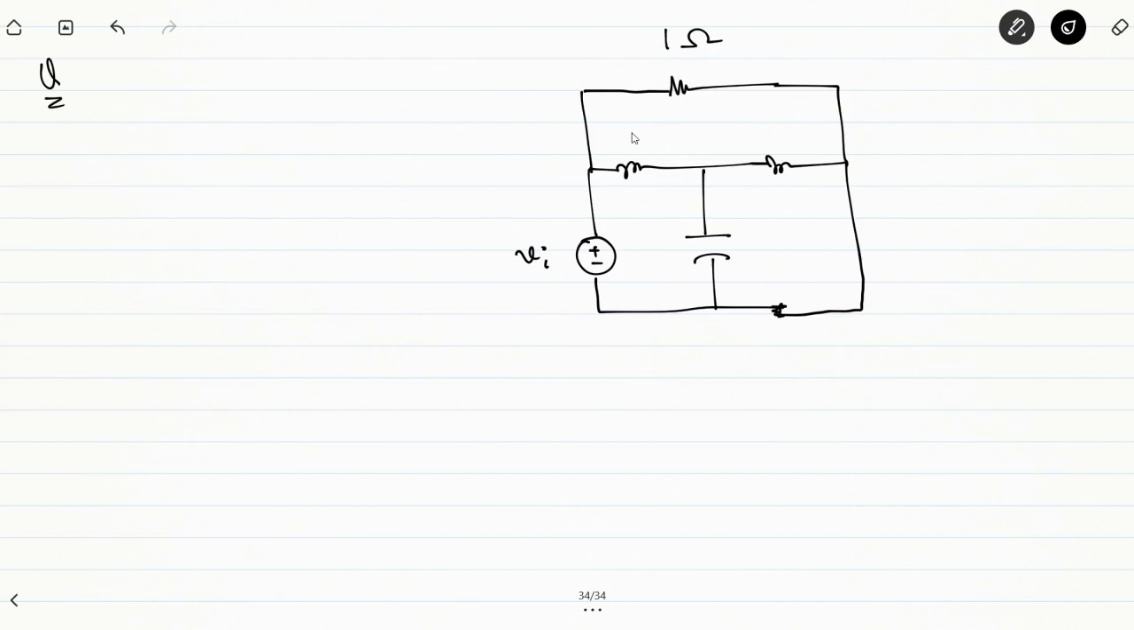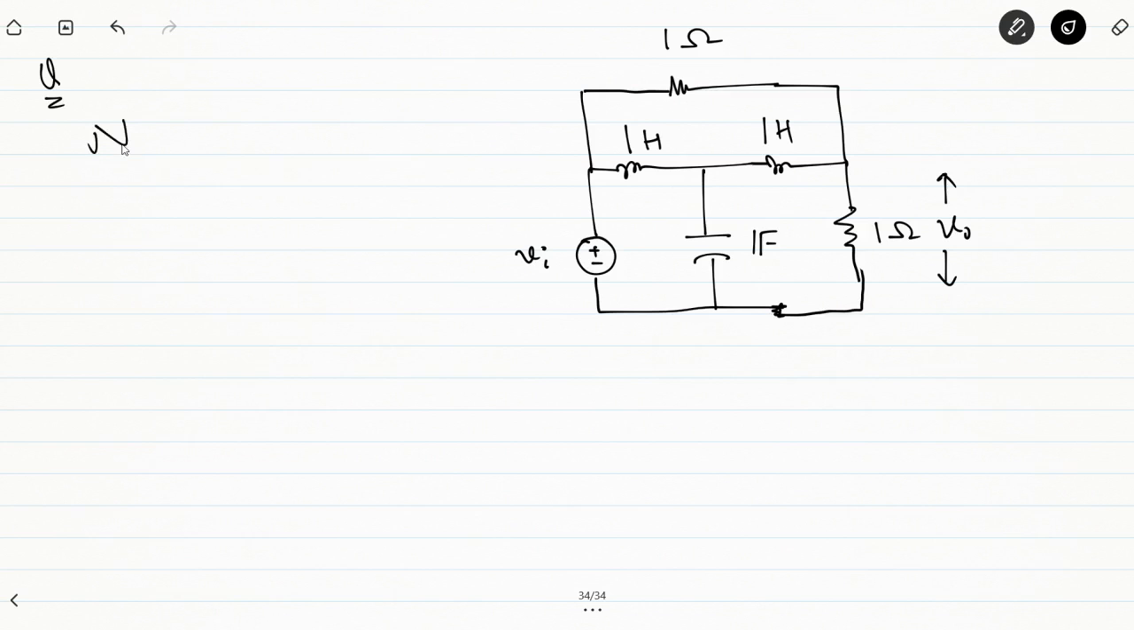Let this be a resistor of 1 ohm, this be an inductor of 1 Henry, this be an inductor of 1 Henry, this is a capacitor of 1 farad. There is a resistor here of 1 ohm. Fine. This is your input voltage, and your output is the voltage across this resistor. So you need to find out the state space model of this particular circuit.